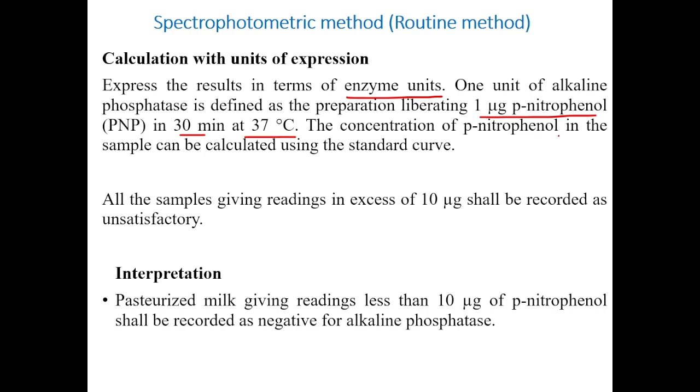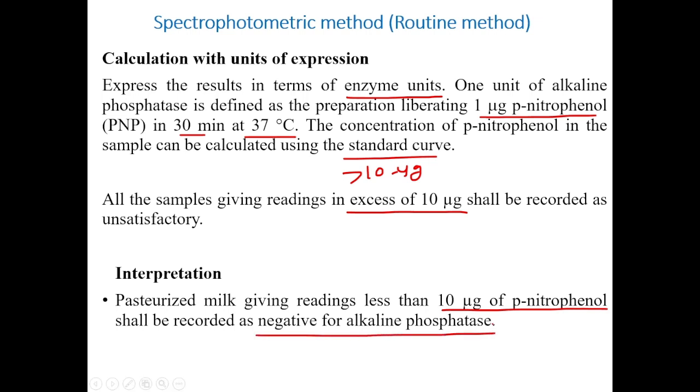The concentration of paranitrophenol in the sample can be calculated using the standard curve. If the reading is in excess of 10 microgram, then this indicates that the pasteurization is unsatisfactory, that pasteurization has not taken place properly. Now if the pasteurized milk gives a reading less than 10 microgram of paranitrophenol, then it can be recorded as negative for alkaline phosphatase, or the pasteurization has taken place properly.